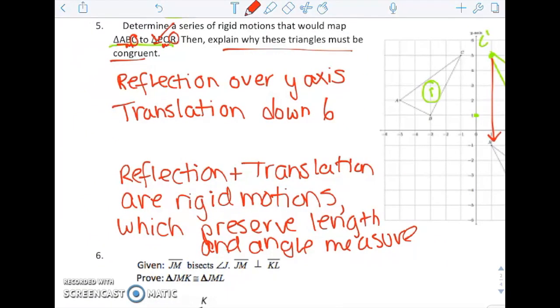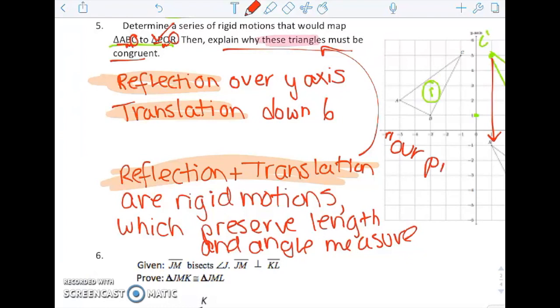But here's the big thing. Explain why these triangles are congruent. So you have to say here, talk about reflections and translations. You can't just spew the word rigid motion because we did a reflection and we did a translation. So this needs to refer back to our problem here. What's the actual problem they asked me to address? And make sure you're referring back to that in your answer.